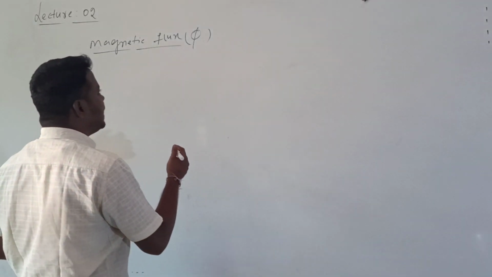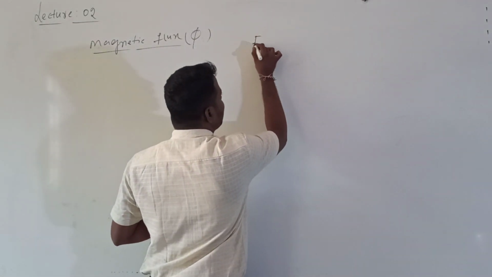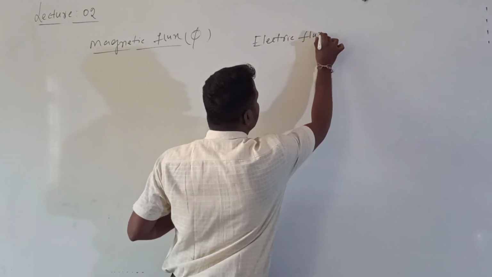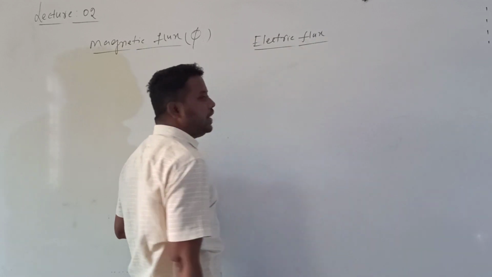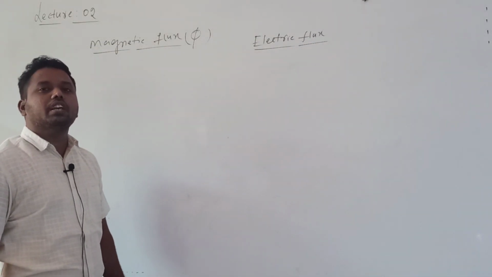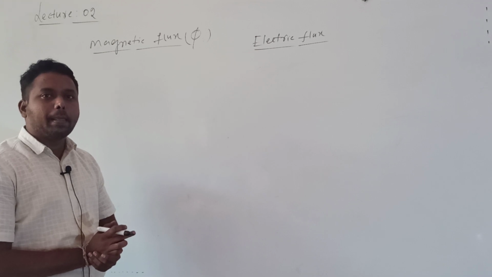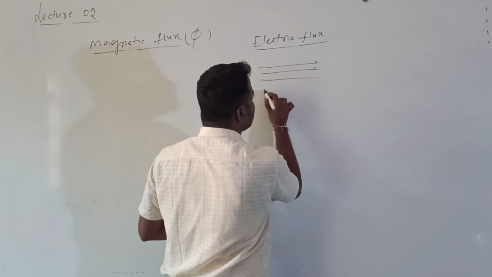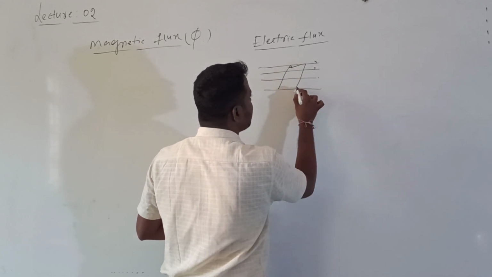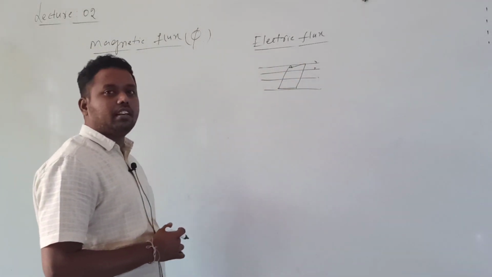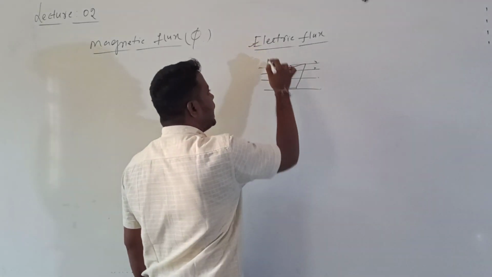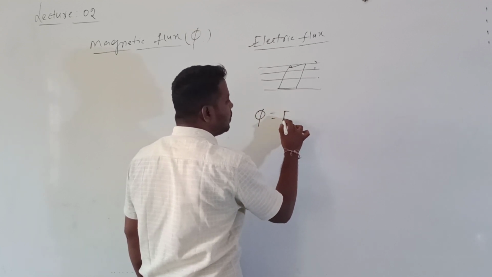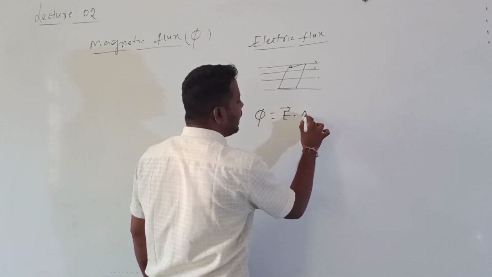Already you studied in electrostatics, what is electric flux? Electric flux is the measure of the number of electric field lines passing through a given surface normally. So if I consider electric field lines through this given surface, how many field lines are passing? That measure is given by electric flux. So electric flux is the dot product of electric field intensity and area vector.